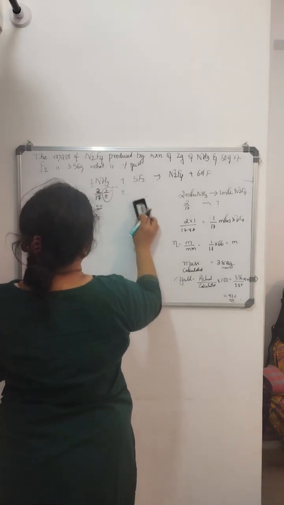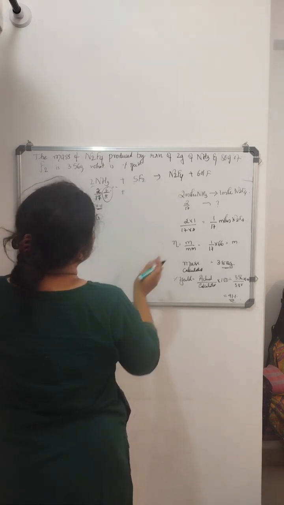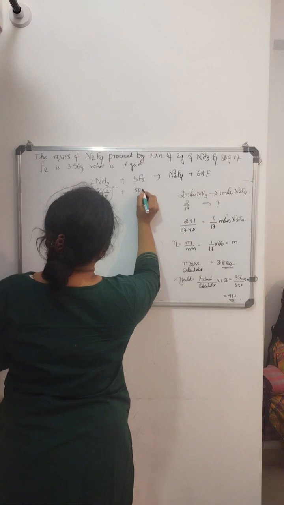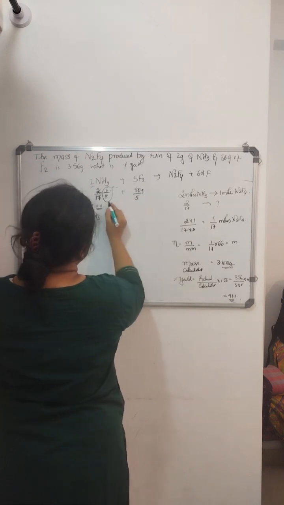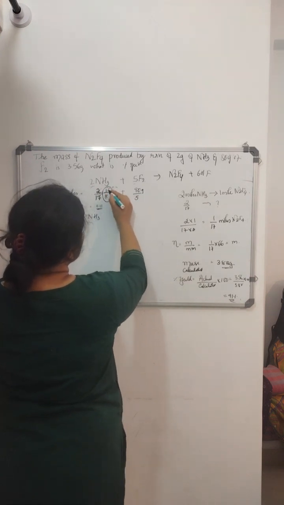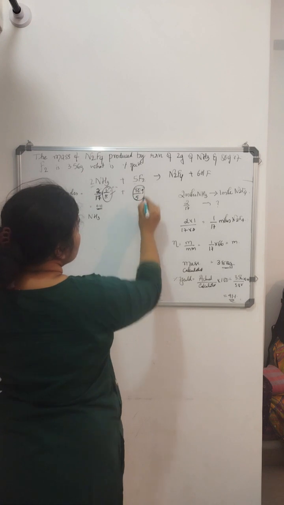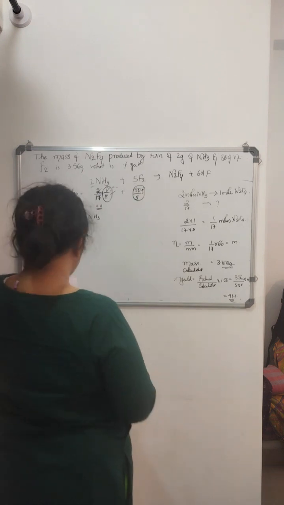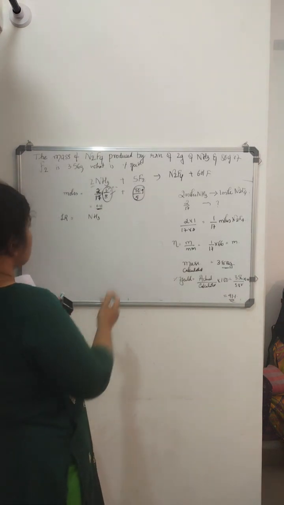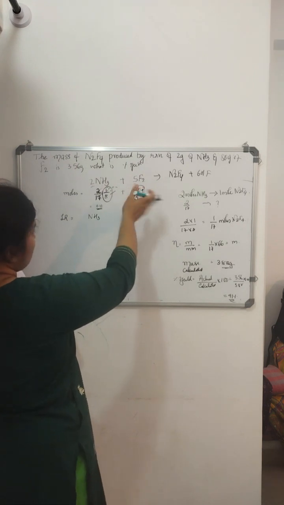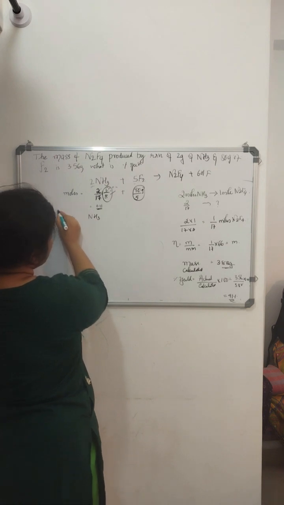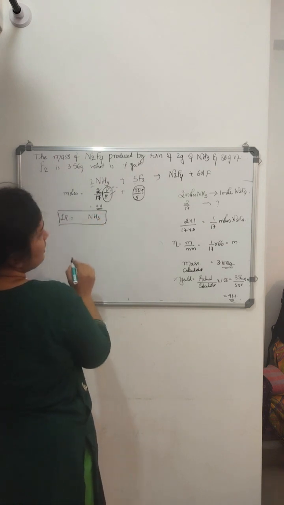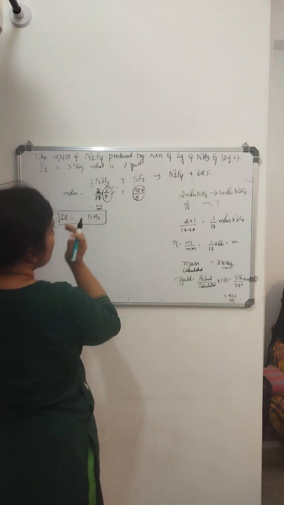It is 80 grams divided by 5. Definitely this value is going to be smaller than this particular value. That is what decides. If you calculate here, this comes around 14. So this is 0.11. So the limiting reagent for me is ammonia. So this is my limiting reagent.